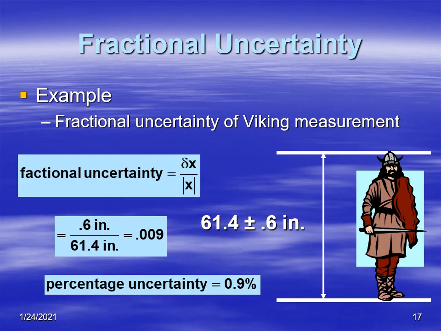Here's an example of fractional uncertainty. Let's take the Viking measurement. We measured the Viking to be 61.4 inches, plus or minus 0.6 inches. If you take your absolute uncertainty, your absolute error, and divide it by your measurement, that gives you a fractional uncertainty of 0.009. Or if you want to put it in terms of percentage, that would be 0.9%.